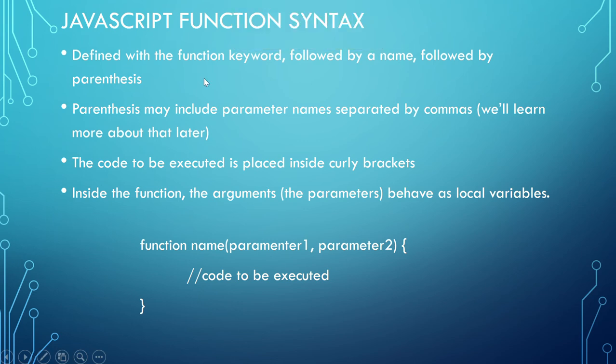JavaScript function syntax. So it's defined with the function keyword. You have the function keyword, then the name, then parentheses. These parentheses could be empty, or they could include parameter names separated by commas. We're going to learn a little bit more about those later, basically like variables. The code to be executed is placed inside the curly braces. So we've got a curly brace, and the code goes between them. Inside the function, the arguments, or parameters, behave as local variables.